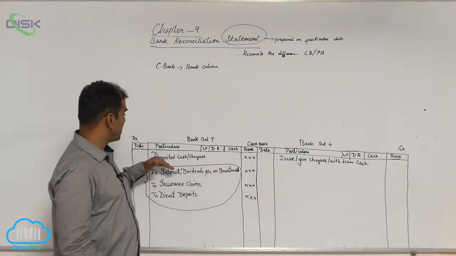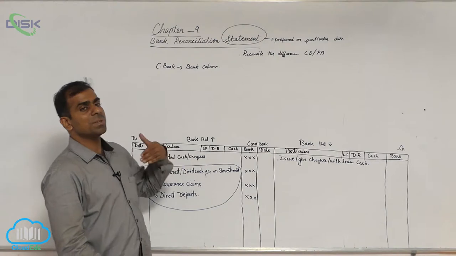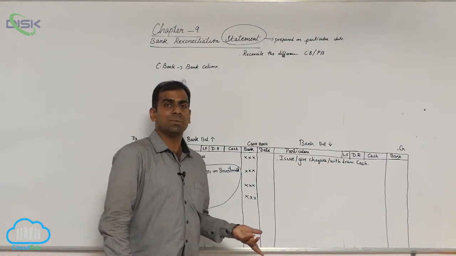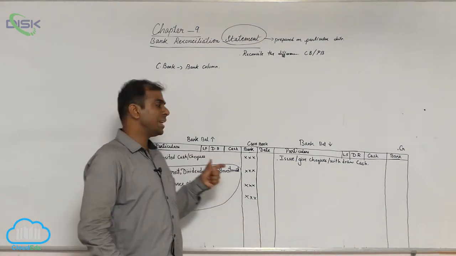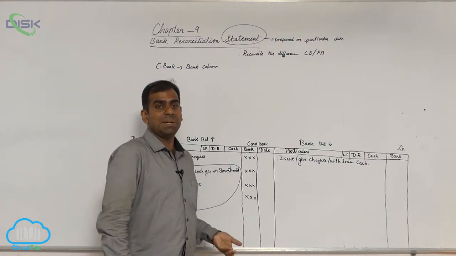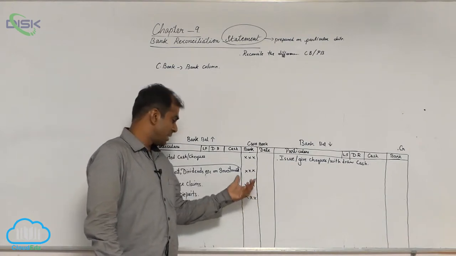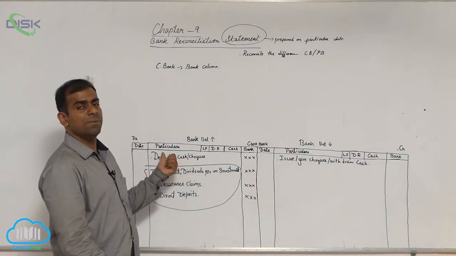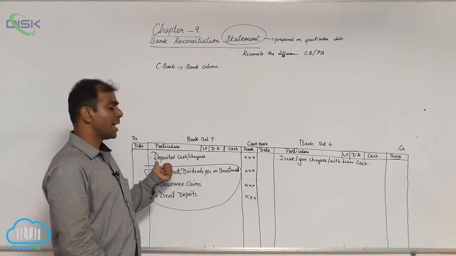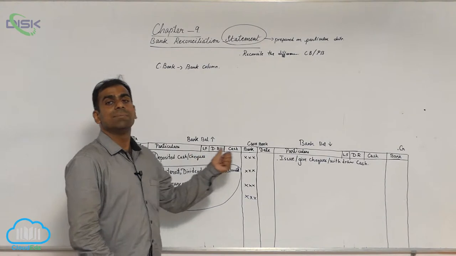Whereas a deposit of cash into the bank, or a deposit of a check that I have with me into the bank, I will directly enter, because I am directly dealing with the bank. It's not via someone, as in the case of these. So I record these transactions the moment I am doing them with the bank.